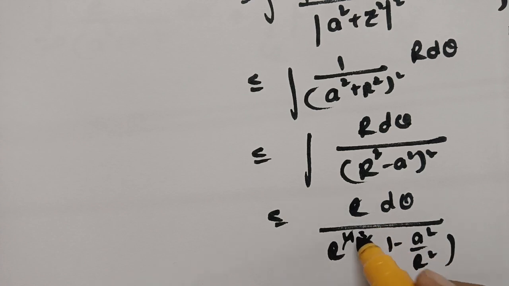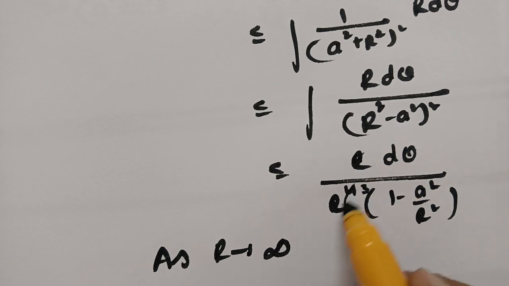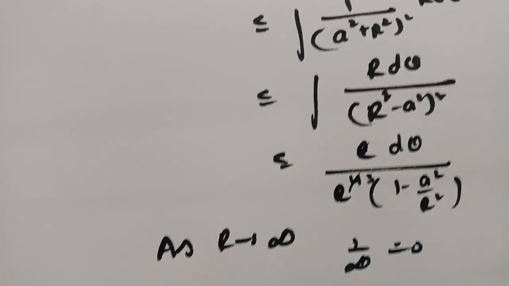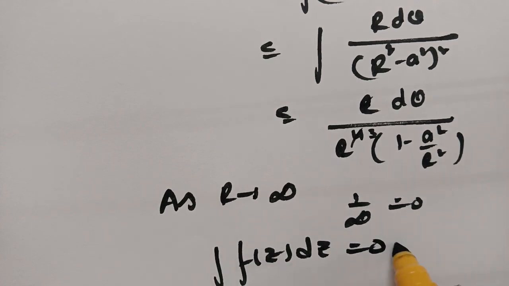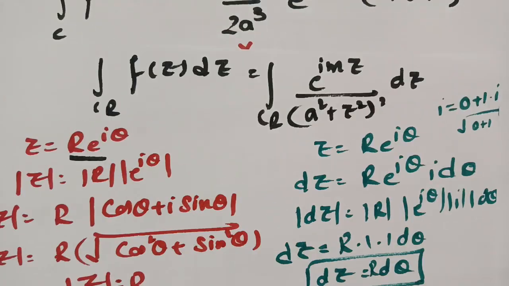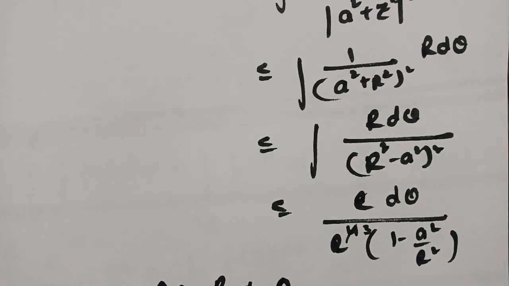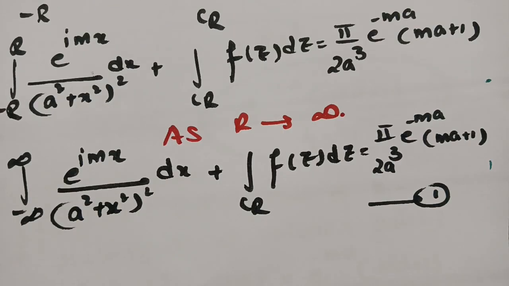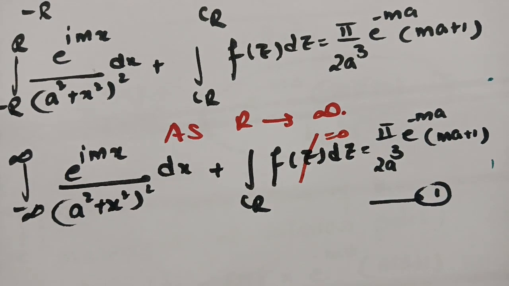So if I cancel, this will be r cubed in the denominator, and as r tends to infinity, this is 1 by infinity. So clearly this value is 0. Therefore the integral over CR of f of z dz is equal to 0. After this substitution, z is equal to r e power i theta, so there is no need to write all this. For your understanding, for your vivid clarity, I have shown this. And now I am substituting here in this. So it is very clear that if I substitute z equal to r into e power i theta, this value is equal to 0.